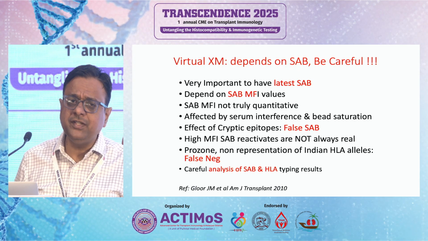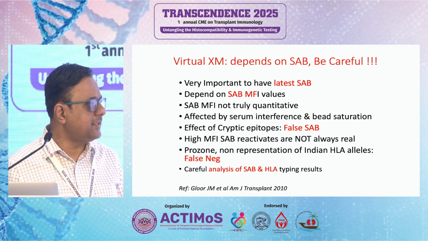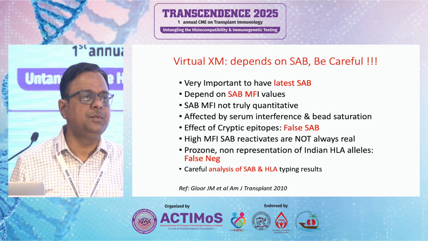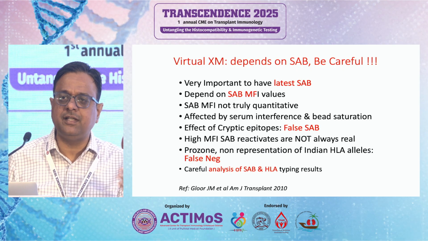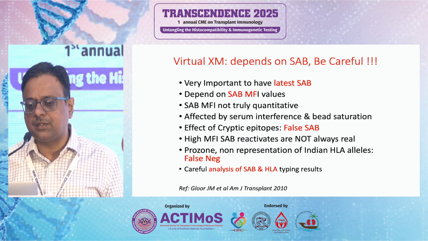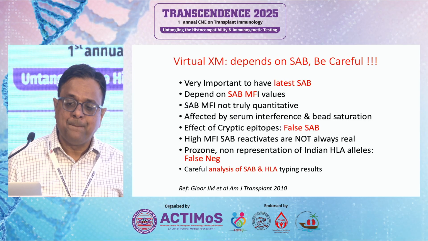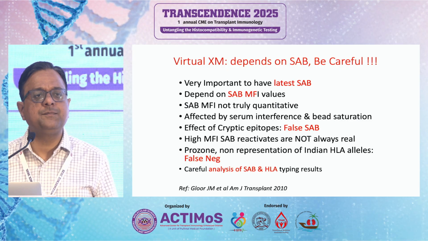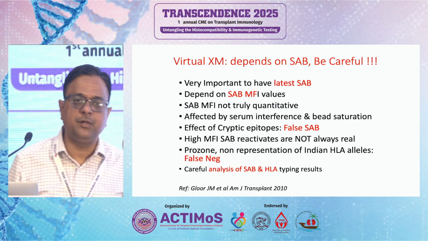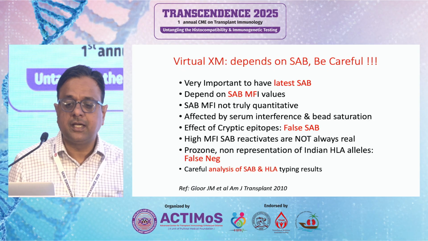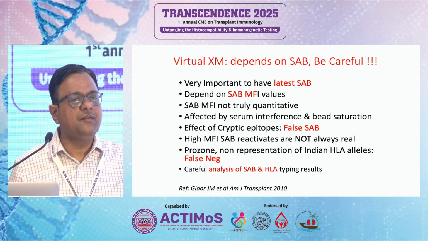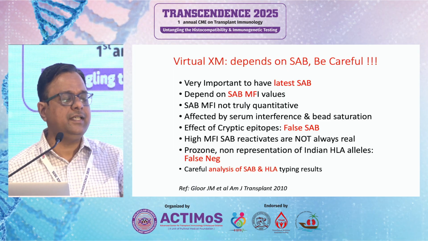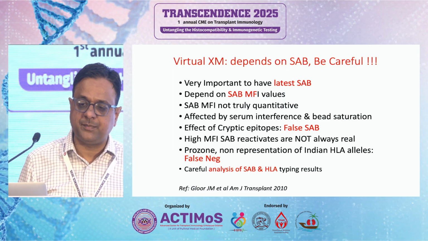We need a patient single antigen test report which is as recent as possible. It's not possible to do the SAB test on all patients very often, so we have to limit it to once in a quarter, once in 6 months and so on. And sometimes it could be false negative and sometimes false positive, because of either the prozone phenomenon or some cryptic antigen exposure. The single antigen report itself could be falsely positive, so we will falsely interpret the virtual cross-match as well.